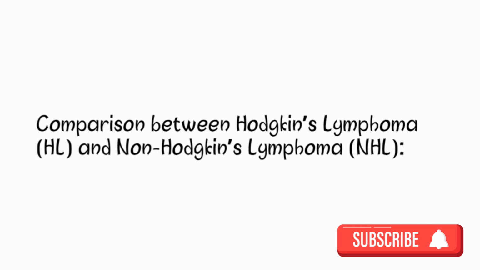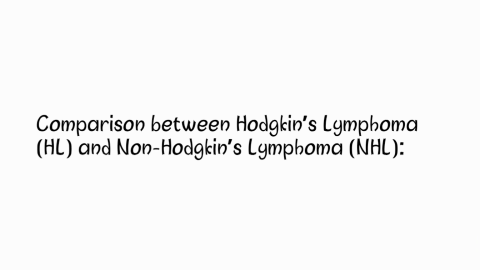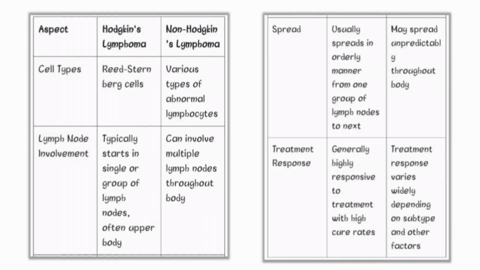Hodgkin's lymphoma and non-Hodgkin's lymphoma differ in several key ways. Let's break down the main differences between these two types of lymphomas. Now let's talk about the differences. So first is the cell types. In the Hodgkin's, there is presence of Reed-Sternberg cells. As we already know, the Reed-Sternberg cells are the characteristic cells of Hodgkin's. Now in the non-Hodgkin's, there are various types of abnormal lymphocytes. There is presence of leukemic phase and hepatosplenomegaly found in the non-Hodgkin's, while there is absence of Reed-Sternberg cells.